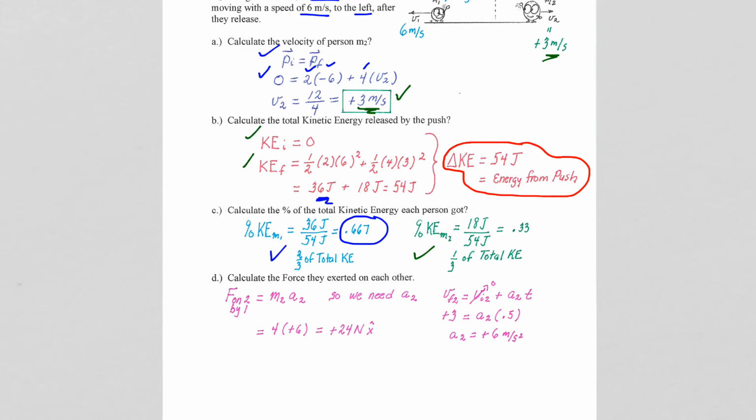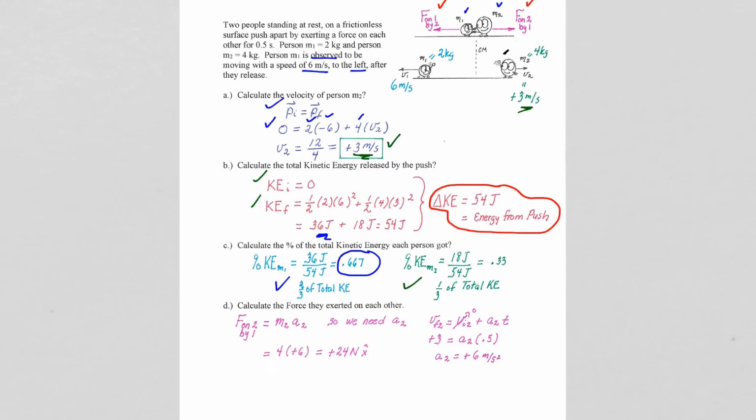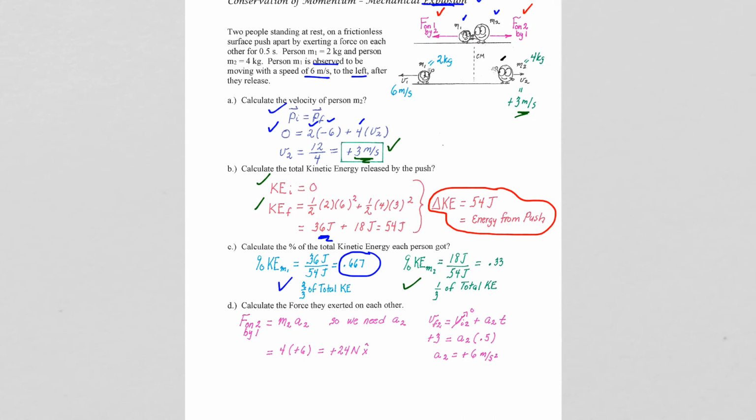Well, as far as the forces are concerned, we know F equals ma. And to calculate the force that they exert on each other, I am simply going to use the constant acceleration equations. You could focus on particle 1 if you wanted to, but I chose to focus on mass 2. So we know V2 final equals V2 initial plus acceleration 2 times time. We calculated that V2 final was 3 meters per second. So that's why we have the 3 meters per second here.